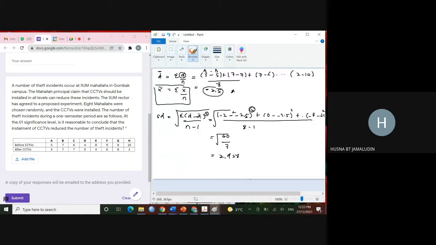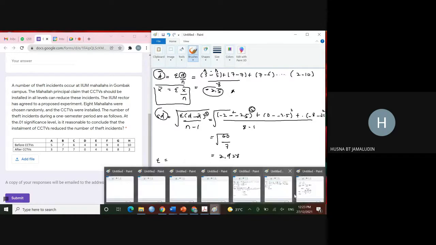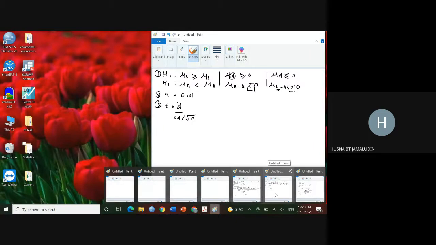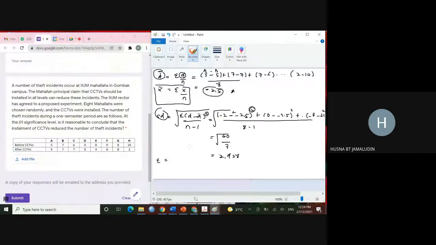And then after computing the d bar and the SD, you will have to compute your t. What is the formula for t? I forgot. What is it? D bar over SD. So the t is d bar over the standard deviation of the difference over square root of n.